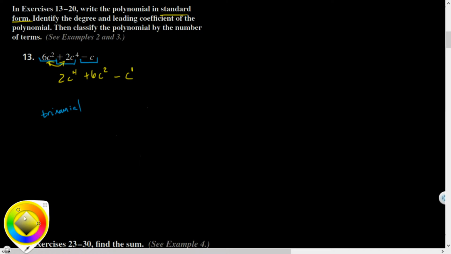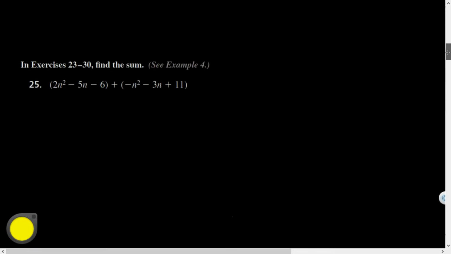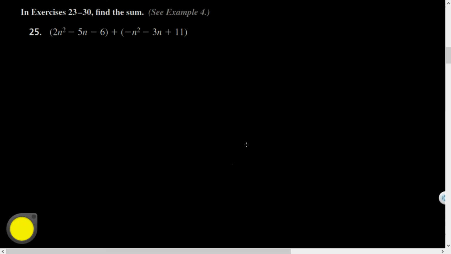What is the degree of this polynomial? Right, the degree would be 4. So I could call this a quartic, like quarter. Quartic trinomial, if I wanted. All right, let's get to combining like terms. Get our friends together. Here we go.